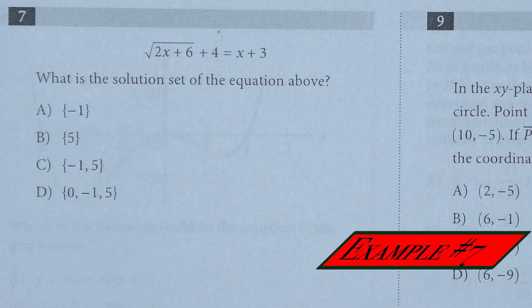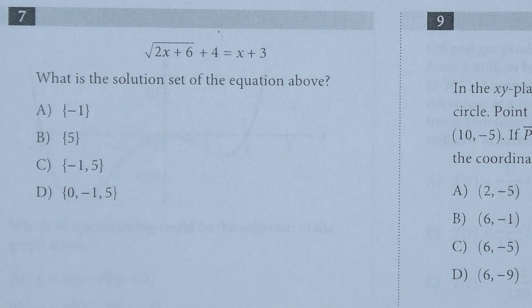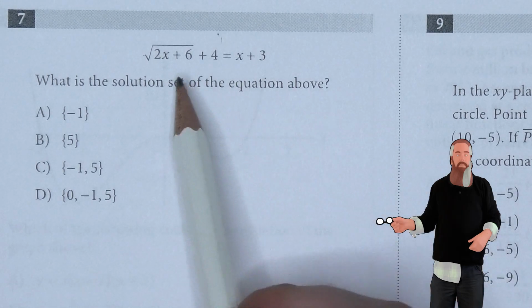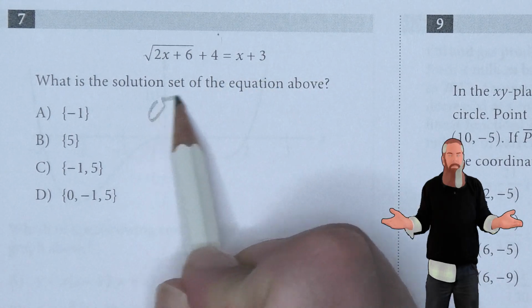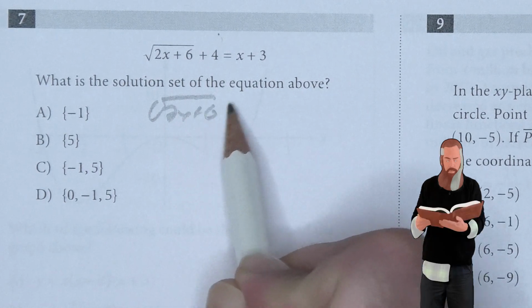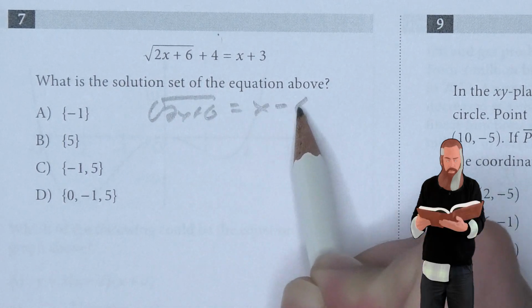What is the solution set of the equation above? Let's start by just simply solving for x. We're going to move 4 to the other side and change its sign so that I have 2x plus 6 is equal to x minus 1.